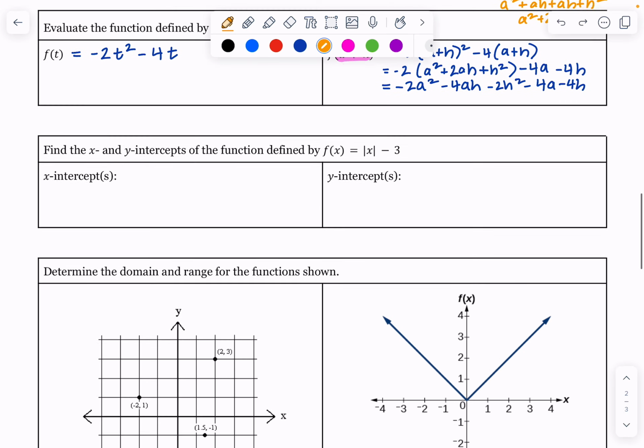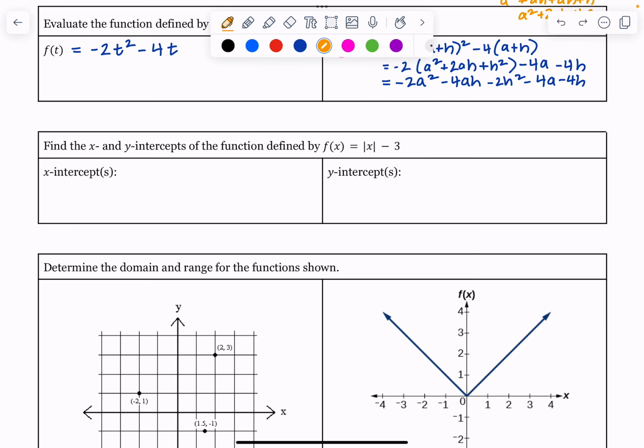All right, next, find the x and y intercepts of the function defined by f of x equals the absolute value of x minus 3. When we're looking for the x-intercepts, that's where we cross the x-axis. And when we cross the x-axis, we have our y equal to 0. Same thing with y-intercepts, that's where we cross the y-axis. And when we cross the y-axis, our x is equal to 0.